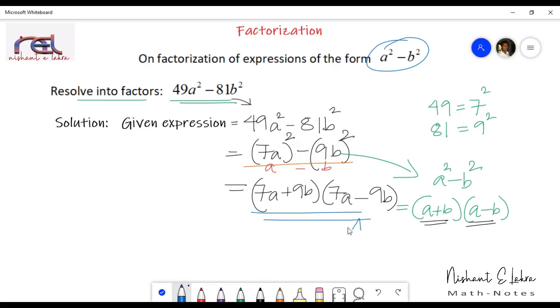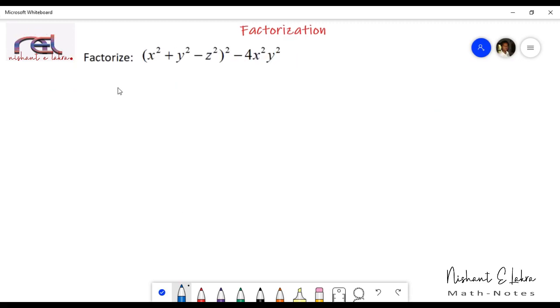It's quite simple, right? You just have to go through this again. Now let's see another problem. Factorize x square plus y square minus z square whole square minus 4x square y square. Let's see how to solve this problem. The first step is, let us write down the given expression.